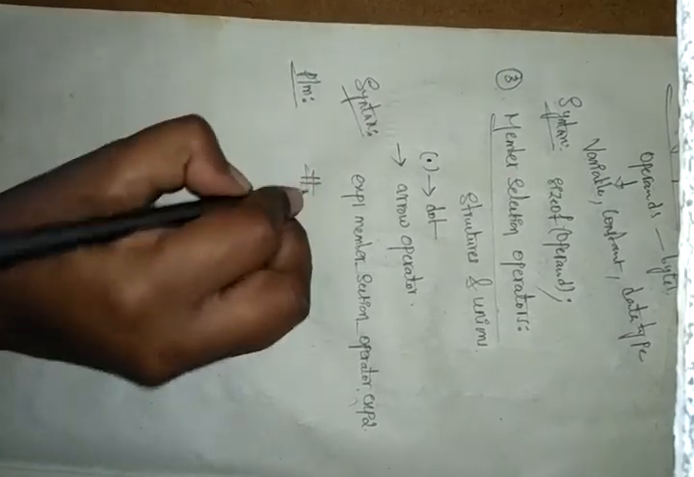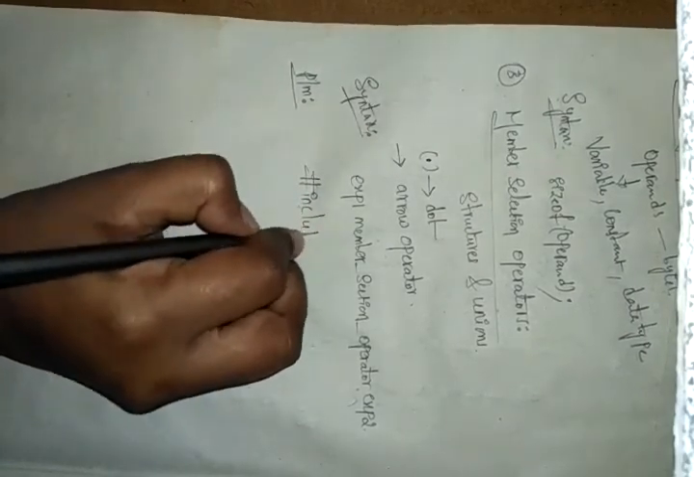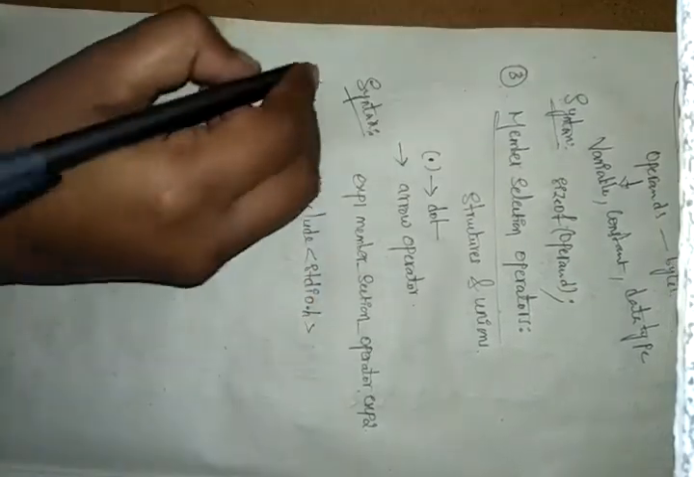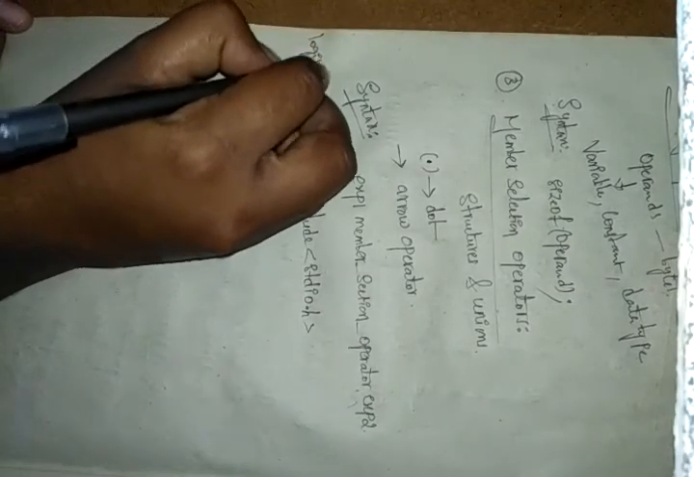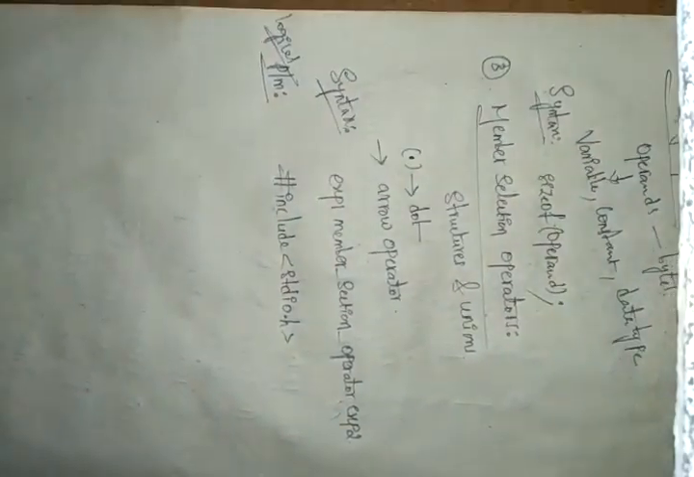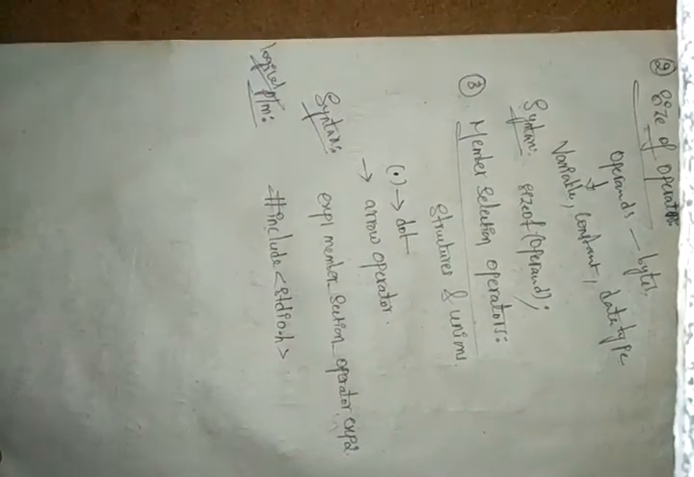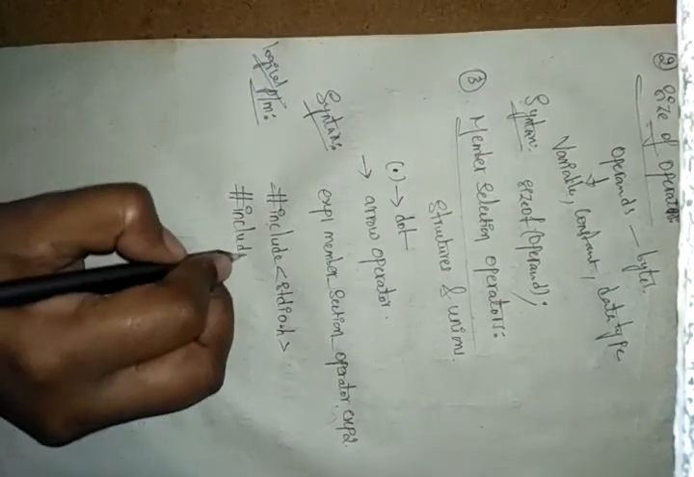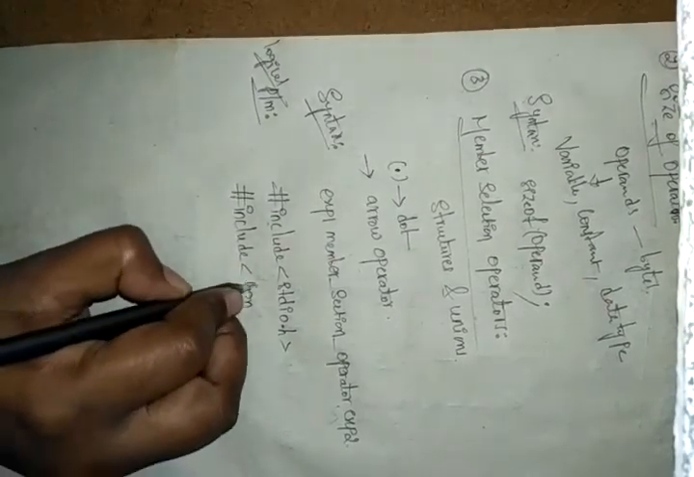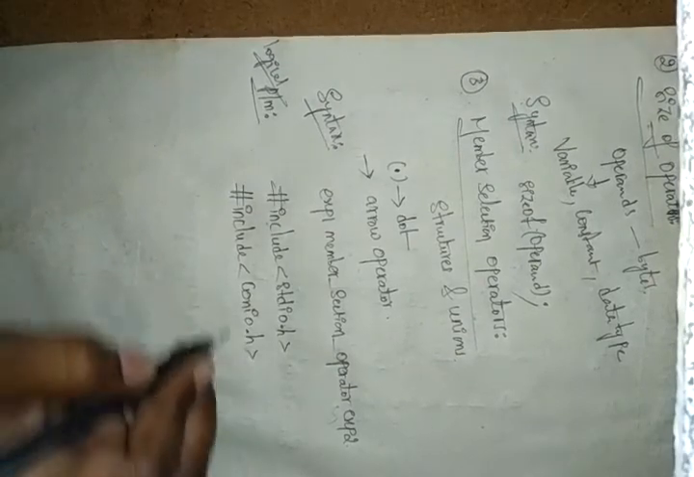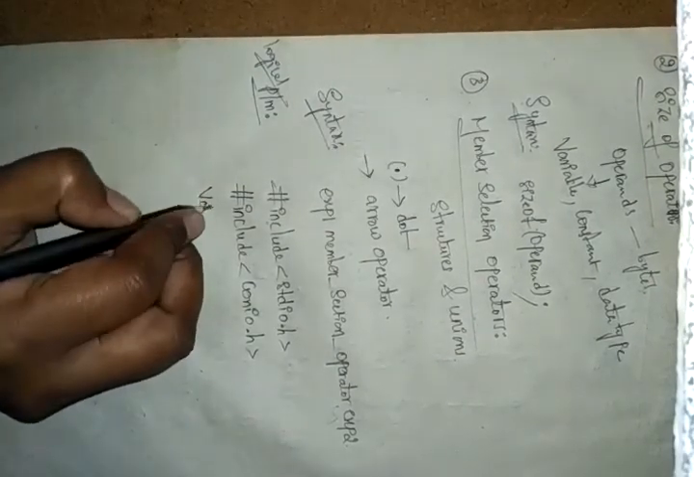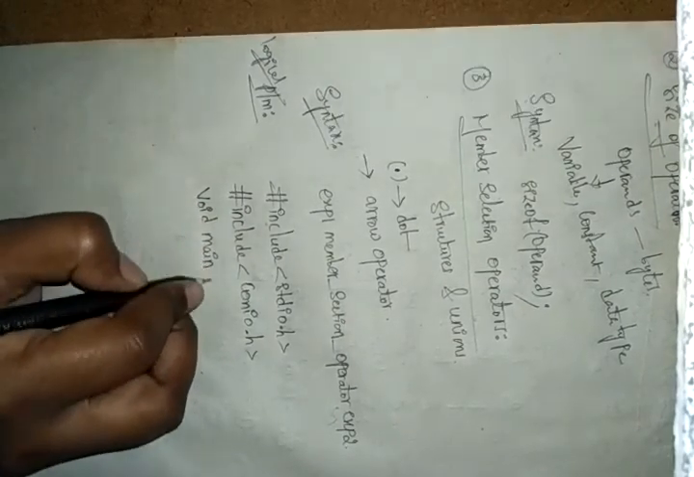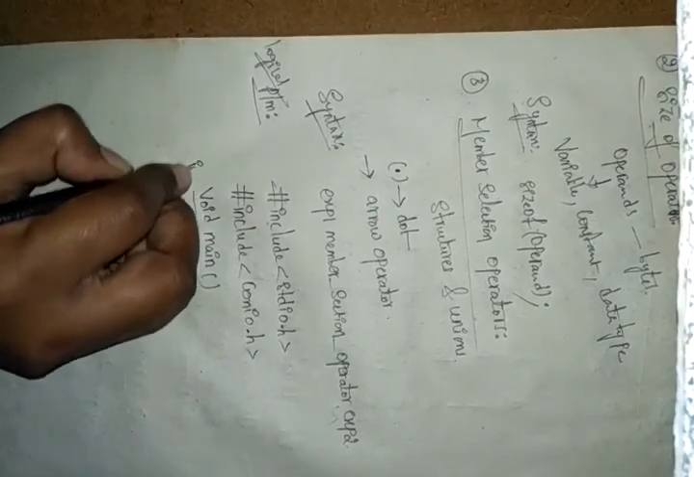As include stdio.h. So this is the program for the logical operator. Okay, as include stdio.h, as include conio.h, void main, or else you can write int main. So, or else here you can write the int main.